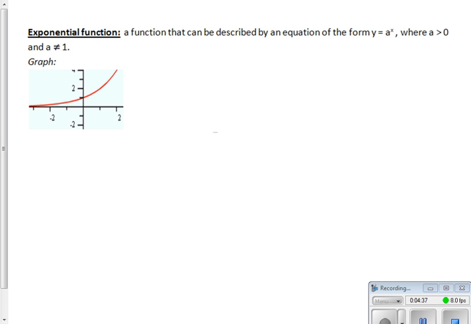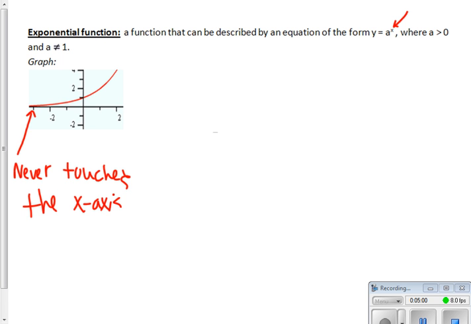Next is called an exponential function. An exponential function, if you look up here, everything revolves around x. When x is an exponent, you're going to get a graph that will look something similar to this. And something I want to make note of here, this never touches the x-axis. So it'll never touch the x-axis. And that happens when you have x as an exponent.